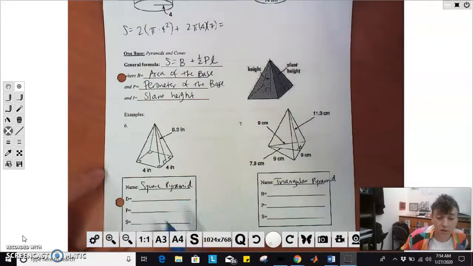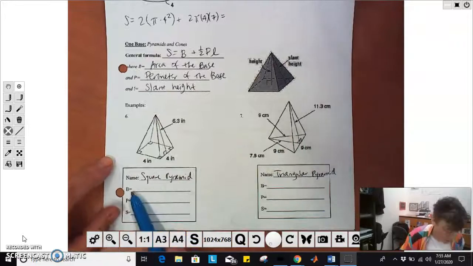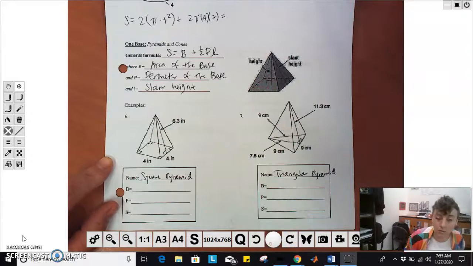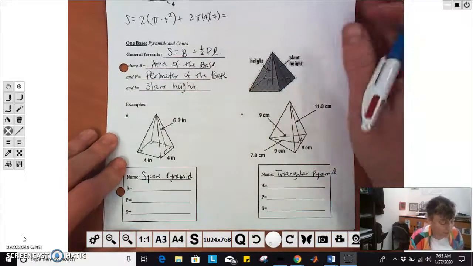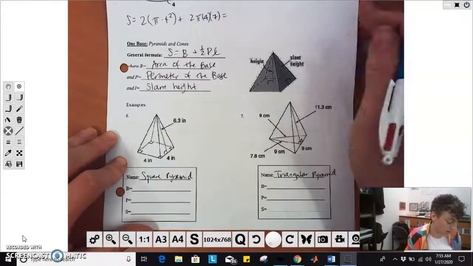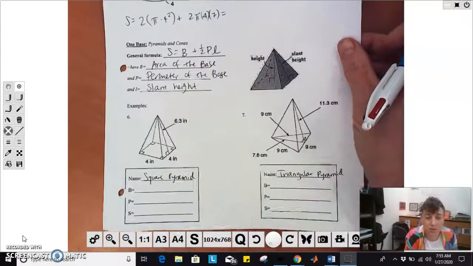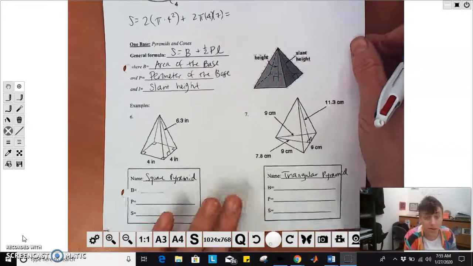Okay, you're going to find the area of that base, the perimeter of that base, and the surface area for both of these. A lot of legwork for you guys on this one. A lot of calculations. But the only way we get better is if we practice. So I'm giving it to you.